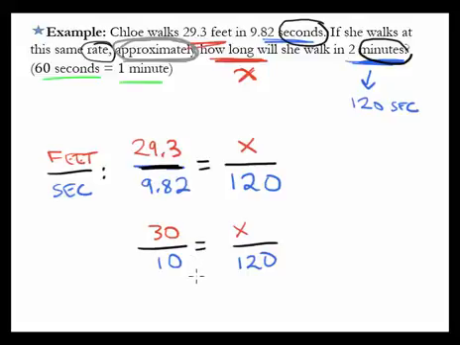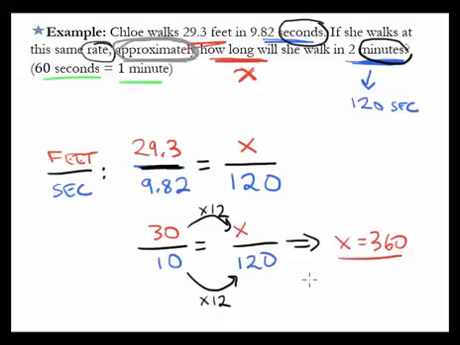Now here you can cross multiply, of course you can, or I call your attention to this: how do I get from 10 to 120? I multiply by 12, right? 120 is 12 times as big, so this number is going to be 12 times as big as 30, and this leads us to our answer, which is x equals 360.